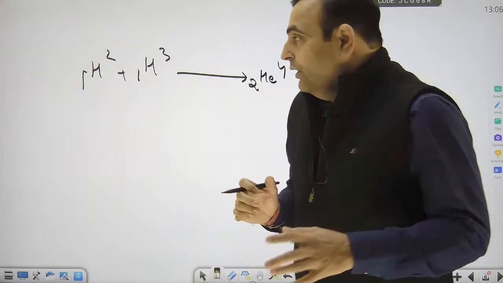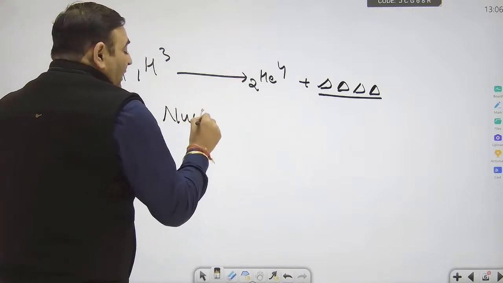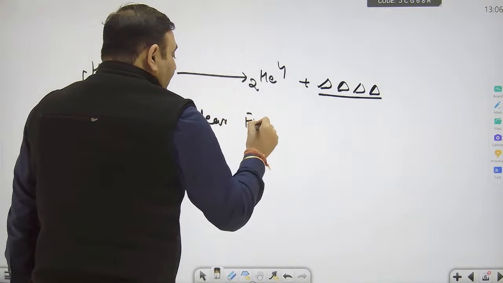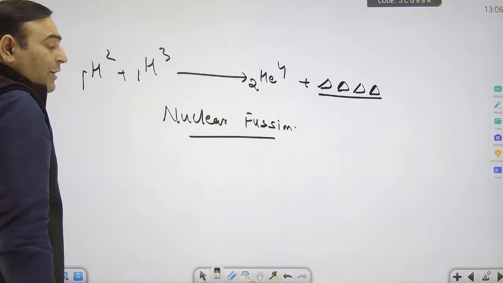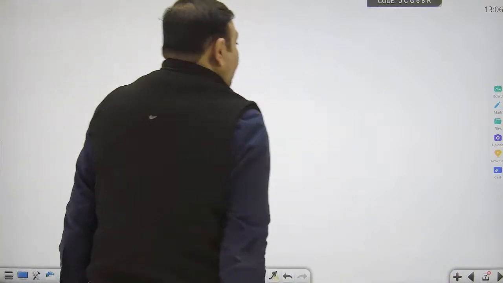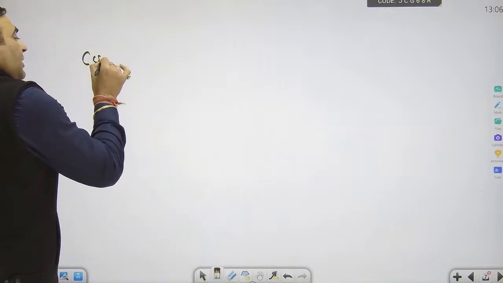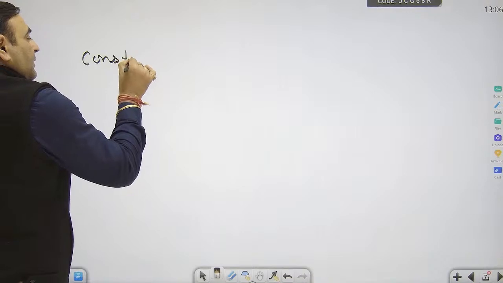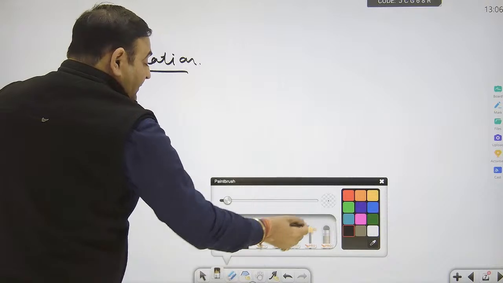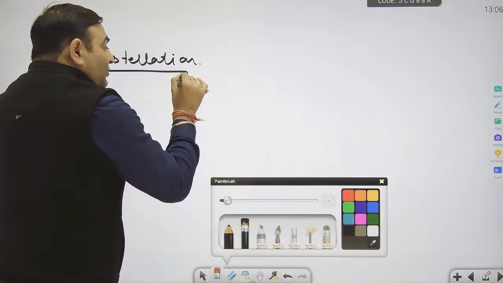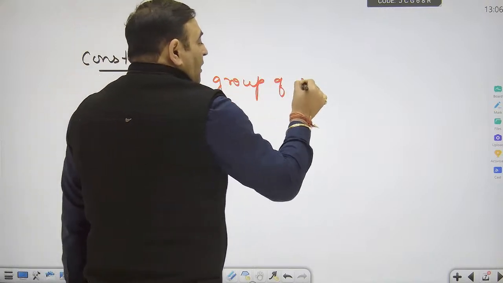Clear? So this is the source of energy, which is the nuclear fusion reaction. Now, what is a constellation then? The other term is constellation. What is it? A constellation means a group of stars.